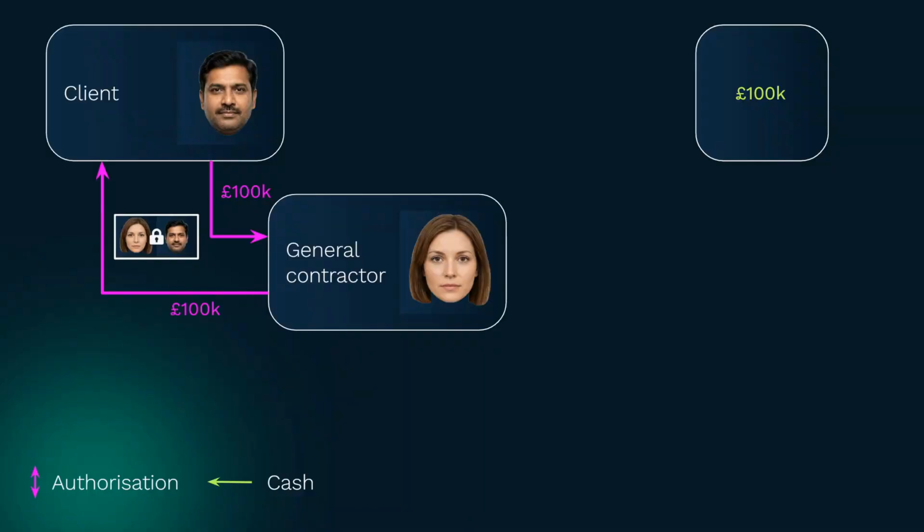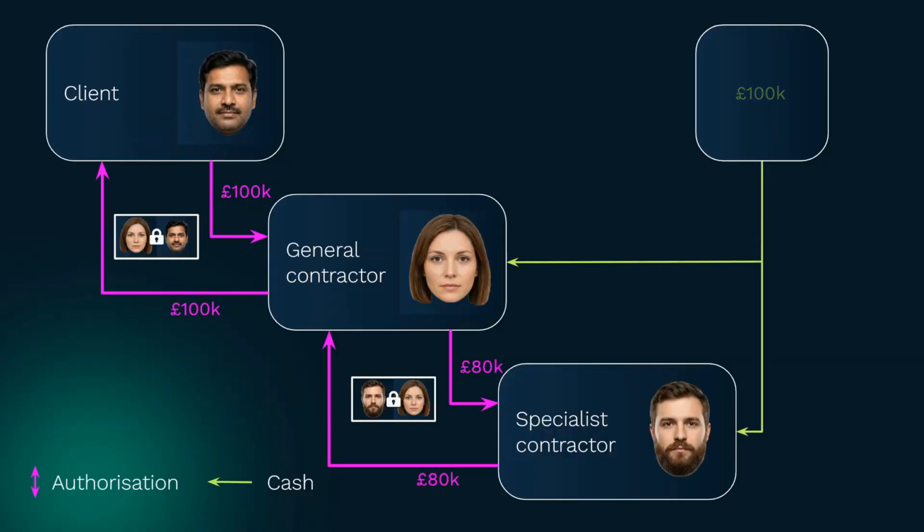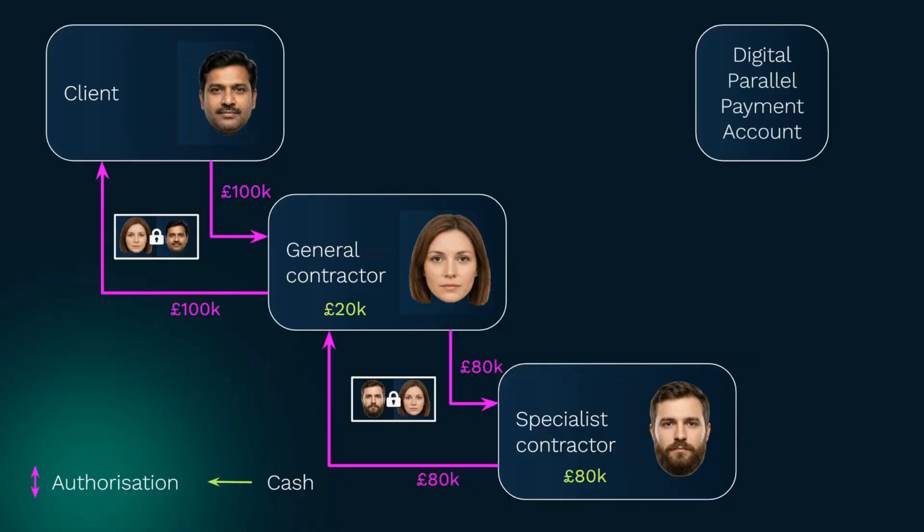The general contractor uses that authority to authorise a payment of $80,000 to their specialist contractor. The specialist contractor verifies the transfer of authority, and again their identities are attached to the agreement. The chain of authority is complete, and the $100,000 can be distributed with a complete, biometrically verified audit trail. The general contractor's turnover is still $100,000, just as it always was.